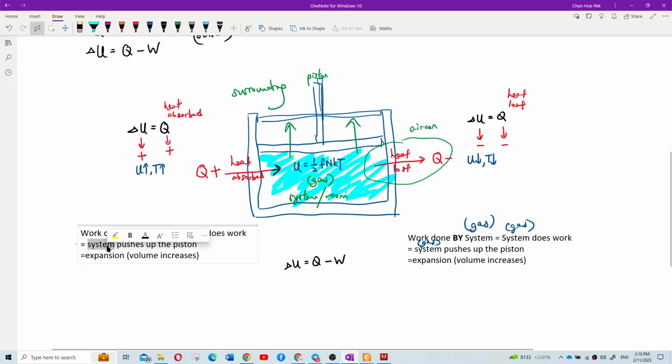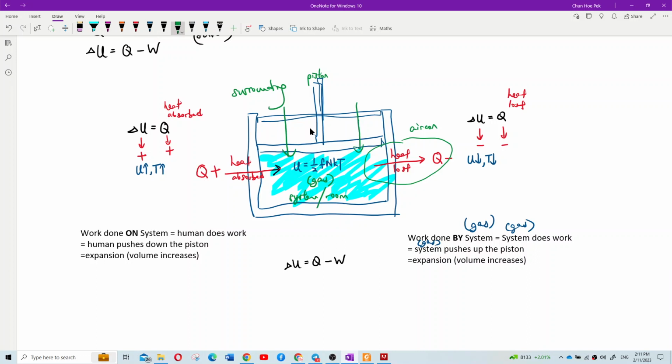That means human pushes down, because the gas can't push itself. Who pushed the piston? Who can push the piston down? Can the gas push itself? No, it must be the human outside, right? Human pushes down the piston. Human pushes down the system. The gas cannot push down the piston.